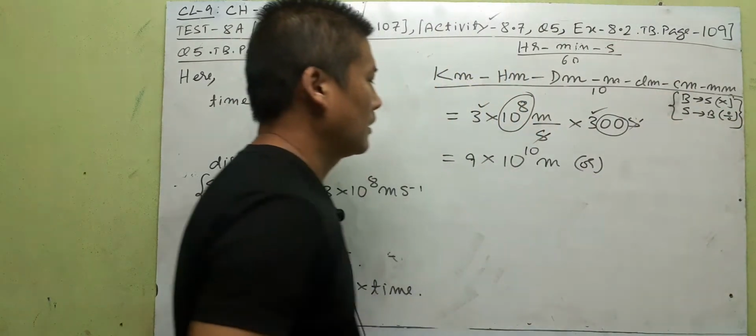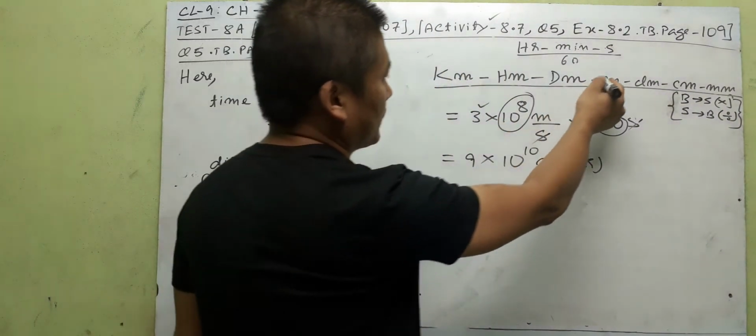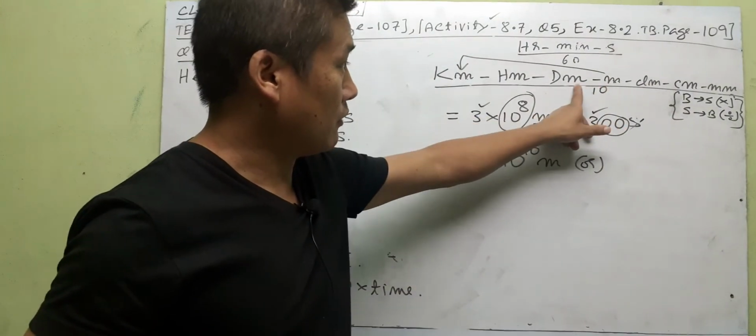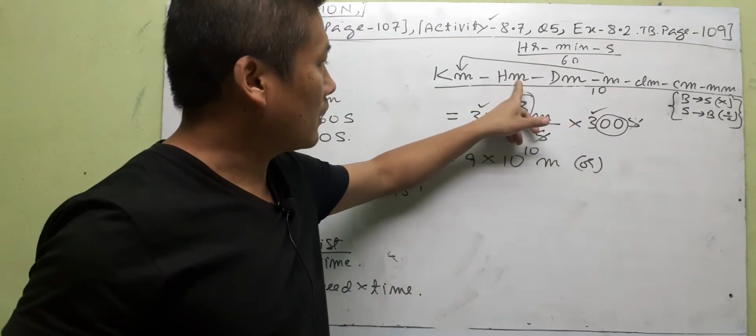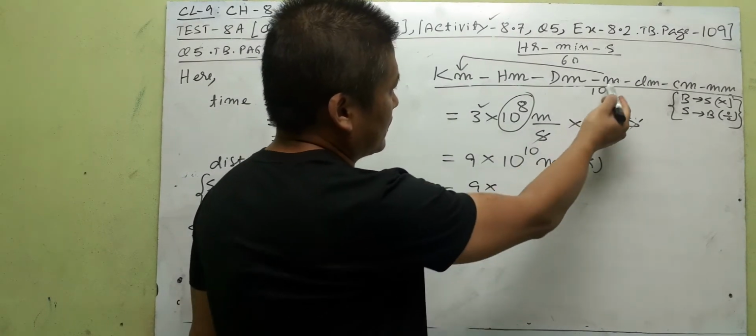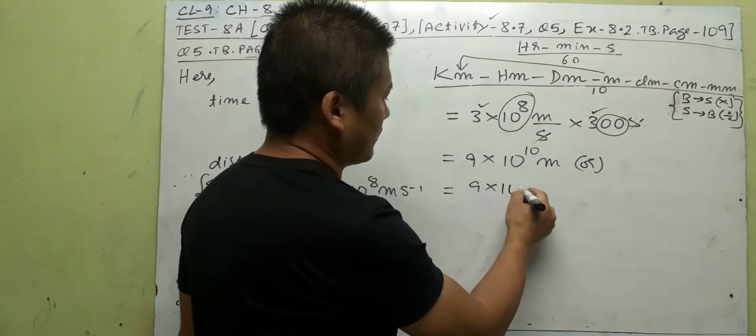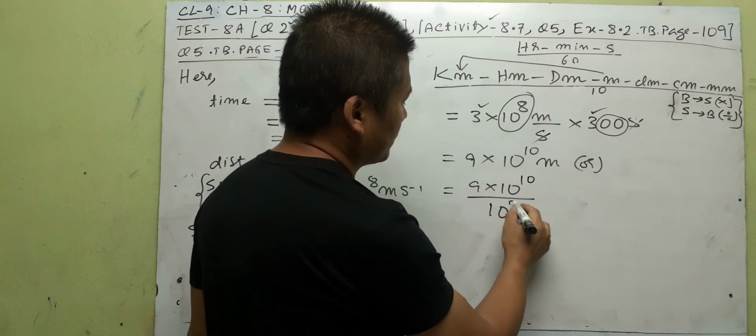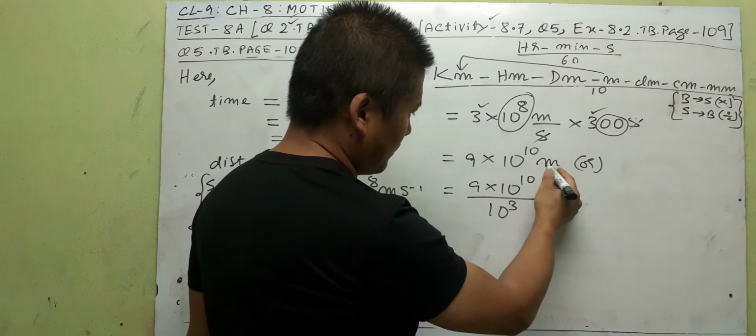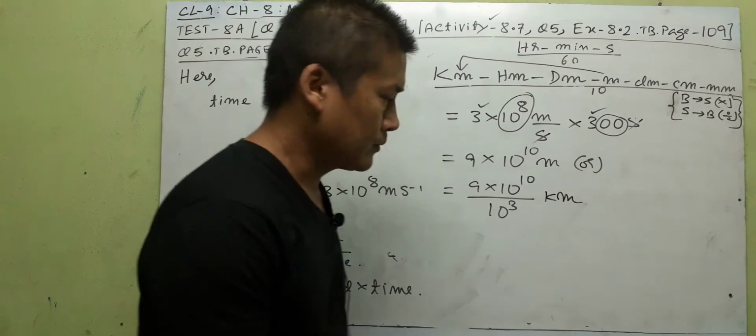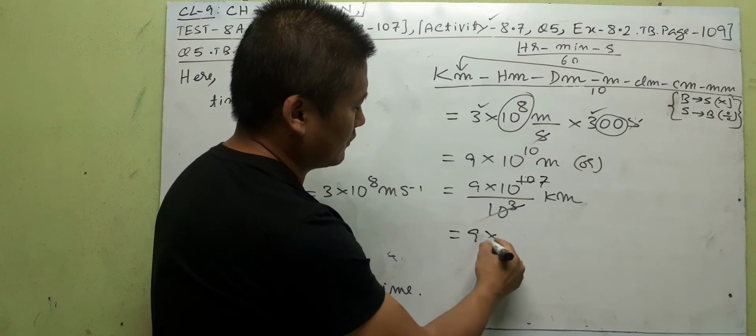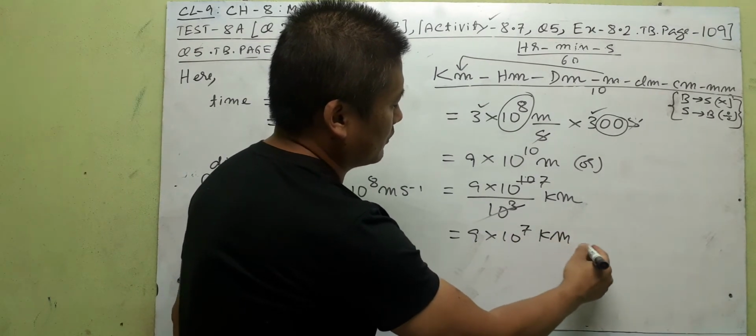Both are the same for this. So if you want to change meter to kilometer, then you're moving from here to here. How many places? Don't count the first one. 1, 10, 100, 1000, 3 zeros. Since you're changing small to big, you have to divide. So 9 into 10 to the power 10, same thing you write, divided by 10 to the power 3. Meter will disappear and kilometer will come out. 10 to the power 3 is cancelled, and 10 minus 3, 7 is left. So that is 9 into 10 to the power 7 kilometer, your answer.